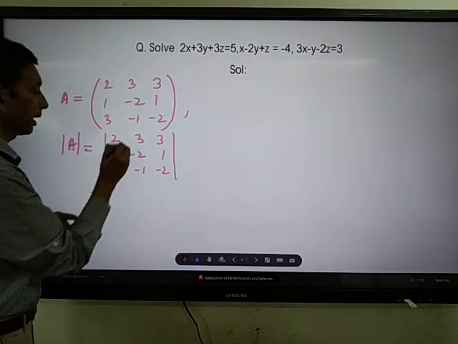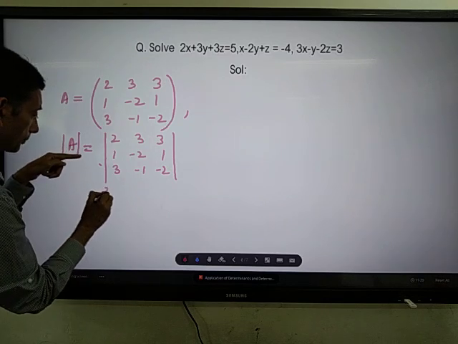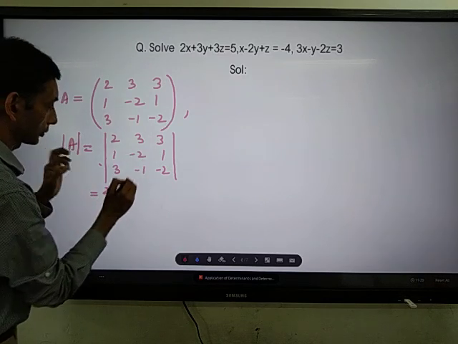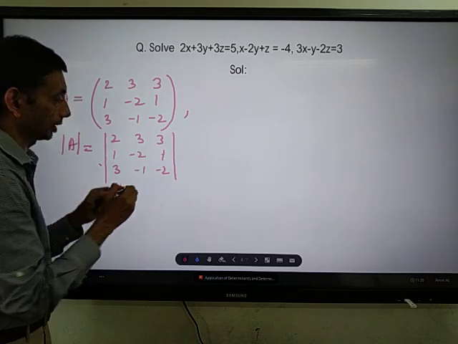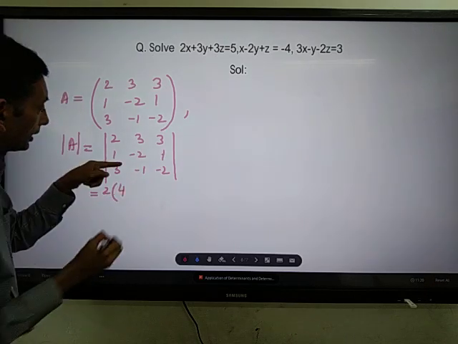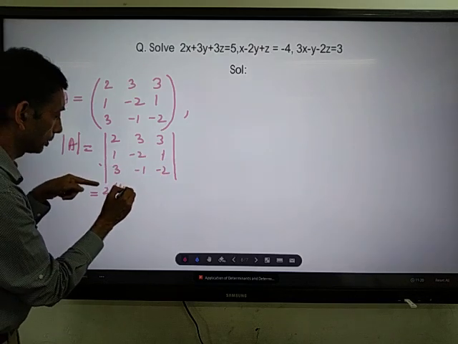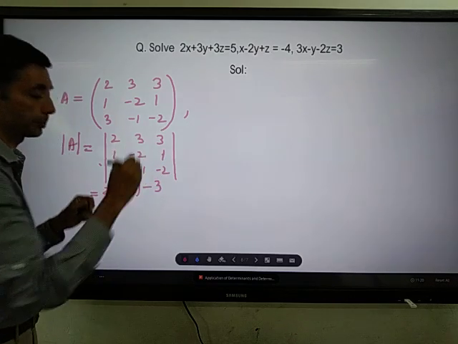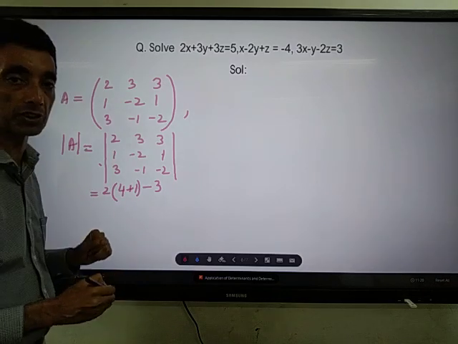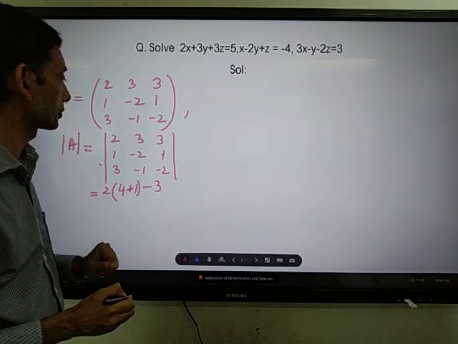If you expand along the first row, this is 2. Then minus 2, minus 2, so it will be plus 4. Then you need to multiply 1 into minus 1, which is minus 1. Then there will be 1 extra minus sign, so it will be plus 1. Then you need to expand along 3. Since the position of 3 is 1, 2, it will be minus 3.